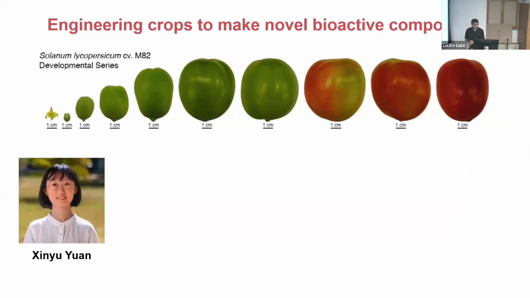Another project on the application side is looking at how we can engineer crops to make novel bioactive compounds. For that, we are using tomato as a model. So tomato fruit develops quite a bit, and there are different varieties which grow to different sizes.